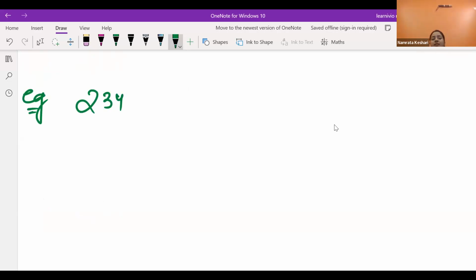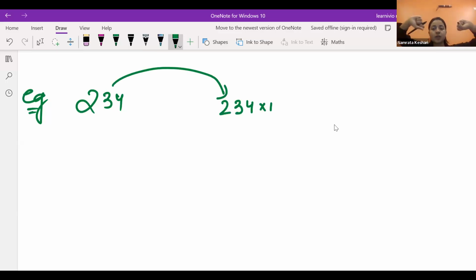I said whenever any question will be given to us, and the question will be to identify whether it is polynomial or not, we will take a pause and think about it. So we are taking a pause and thinking: 234, it's just a number. Can we write 234 as 234 into 1, Gauri? Yes, ma'am, it's the same thing. 234 and 234 into 1. It's the same thing, right?